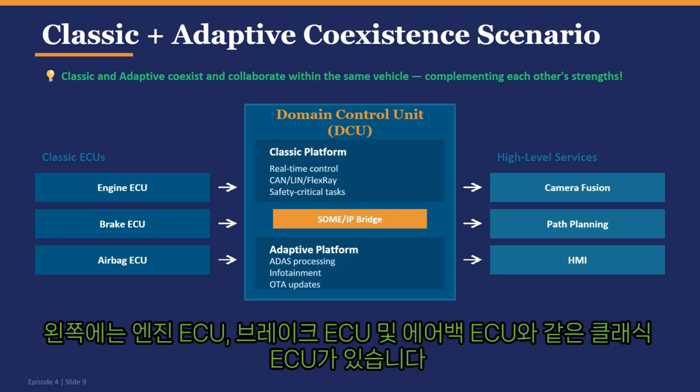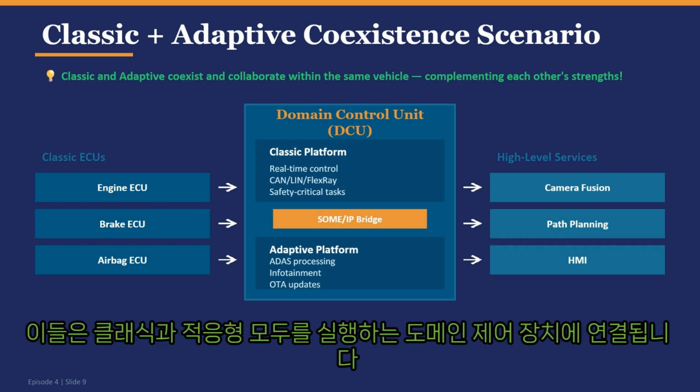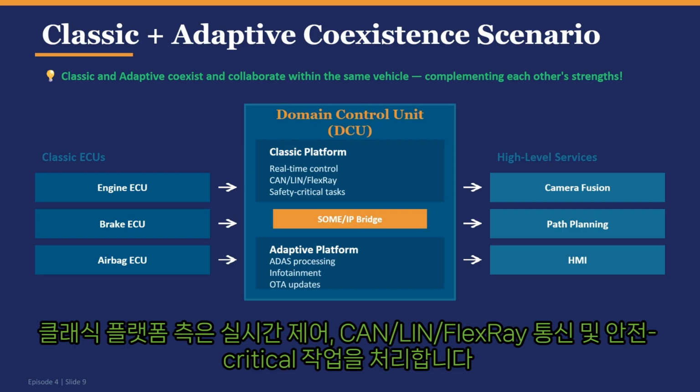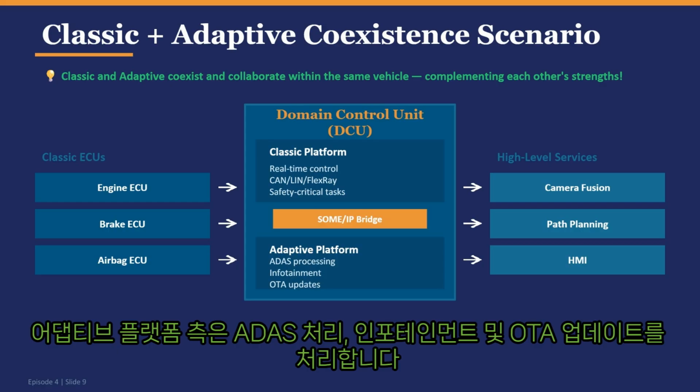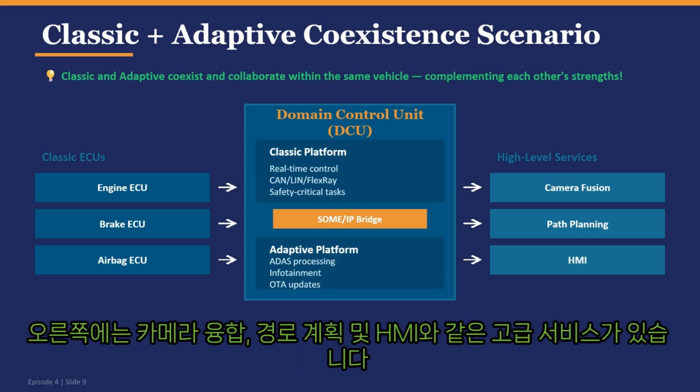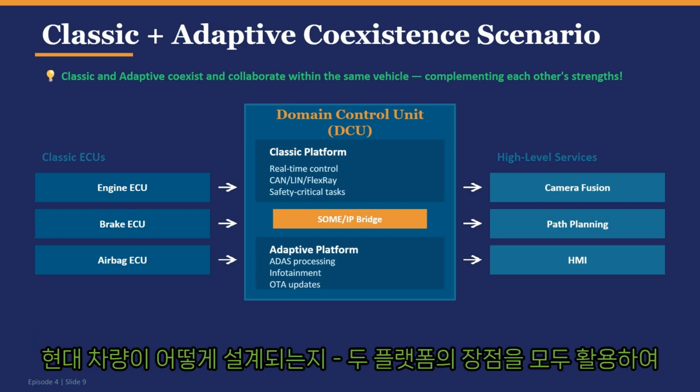On the left, you have Classic ECUs like the engine ECU, brake ECU, and airbag ECU. These connect to a domain control unit that runs both Classic and Adaptive. The Classic platform side handles real-time control, CAN, LIN, FlexRay communication, and safety-critical tasks. In the middle, there's a SOME/IP bridge that translates between Classic and Adaptive communication. The Adaptive platform side handles ADAS processing, infotainment, and OTA updates. On the right, you have high-level services like camera fusion, path planning, and the HMI. This is how modern vehicles are architected, using the best of both platforms.